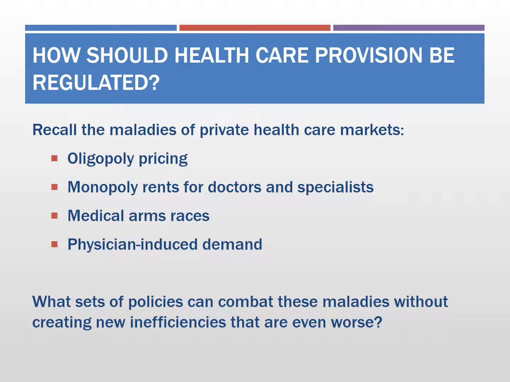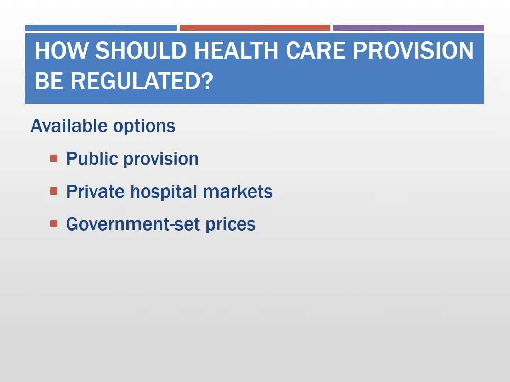So setting a policy to combat all these maladies without creating new inefficiencies that are even worse is the main topic for most policymakers to address. There are fundamentally three available options to regulate the healthcare market. One is public provision, where the government completely takes over the healthcare service and makes it public for everyone. Number two, the other extreme of this spectrum, is a completely private market, letting private firms run the whole market of healthcare services. And number three is to have the government interfere in the markets by setting prices.